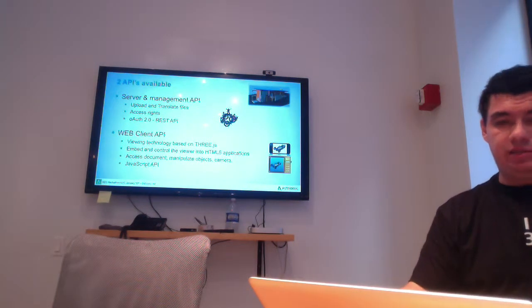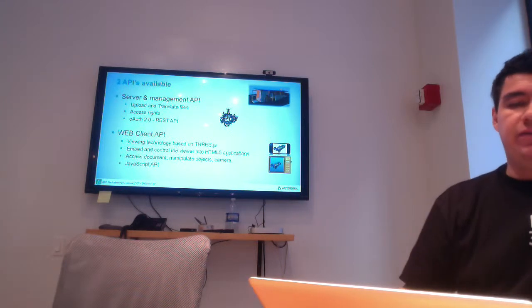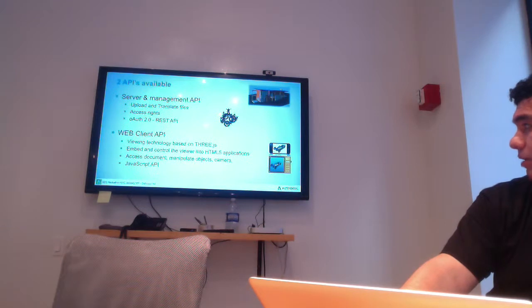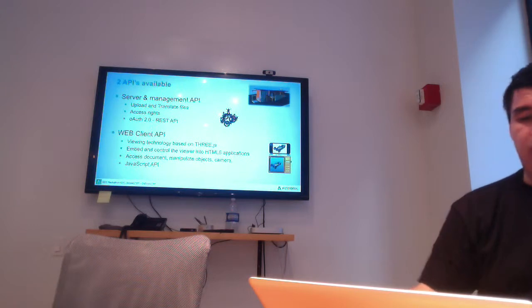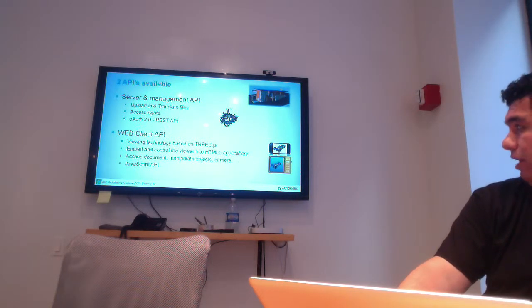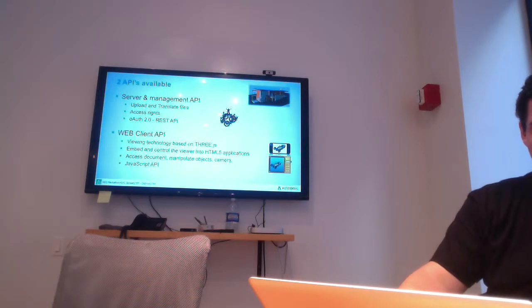So first we have to take into consideration, like I mentioned before, that we have two APIs available. One of them is the REST API, which is the server management API, which will do the translation of the files. Like I said before, this allows you to translate almost 100 design file formats into multiple objects. This data is extracted from the original file, and the geometry of every element comes with it. The second one is the web client API.